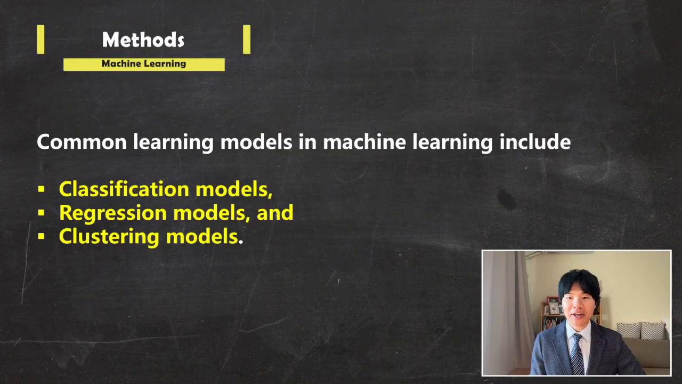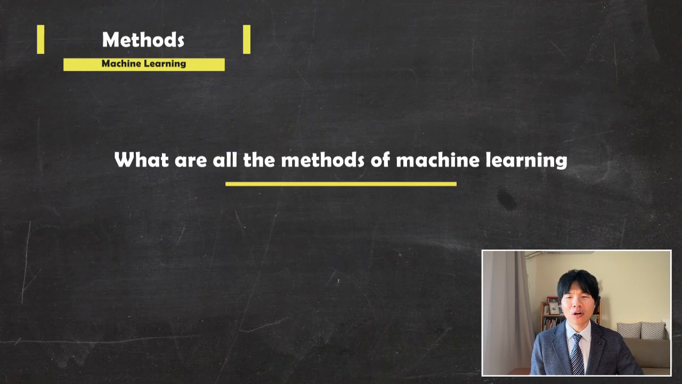Alright, in our last lessons, we covered the definition and classification of machine learning. You will learn that models are generally categorized into classification models, regression models, and clustering models. Now, how do we generate these models through machine learning?